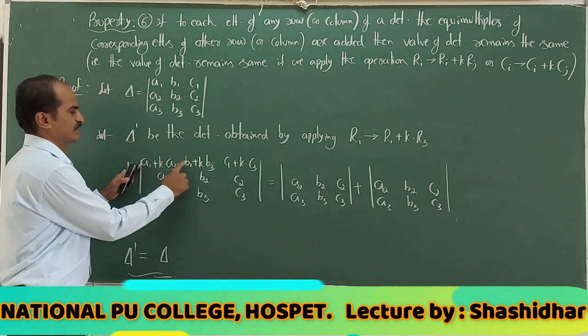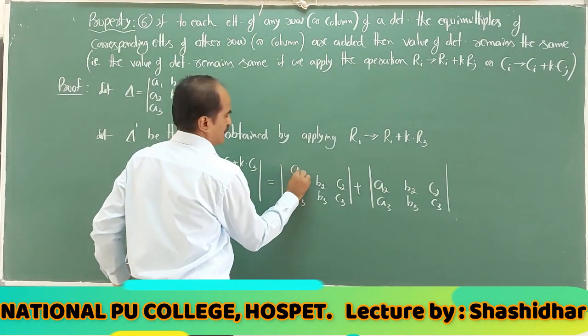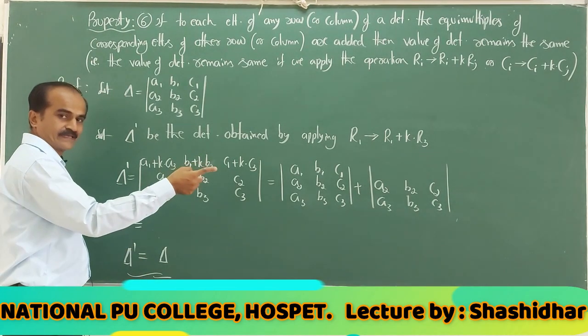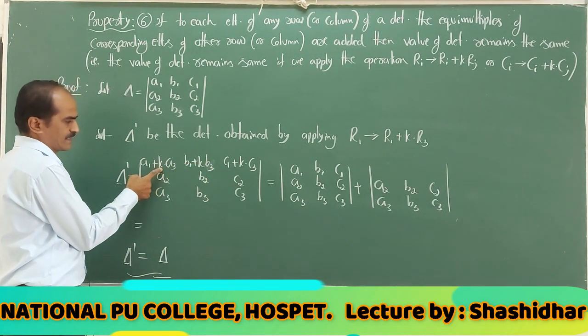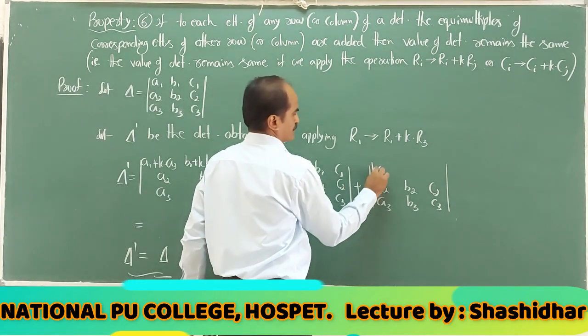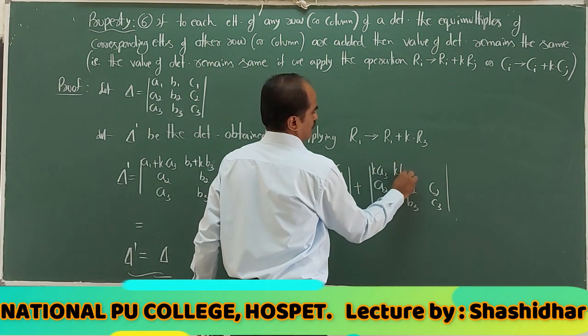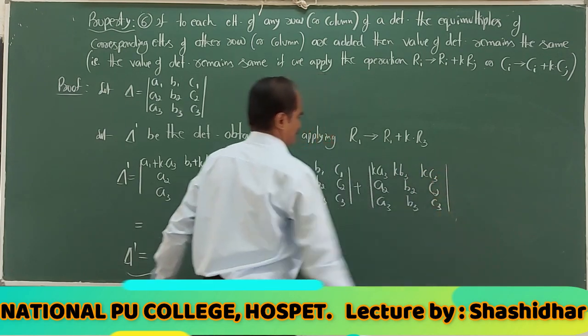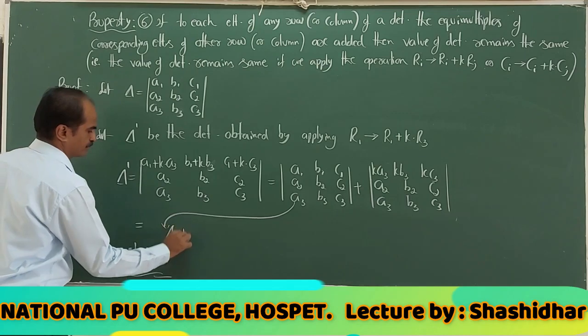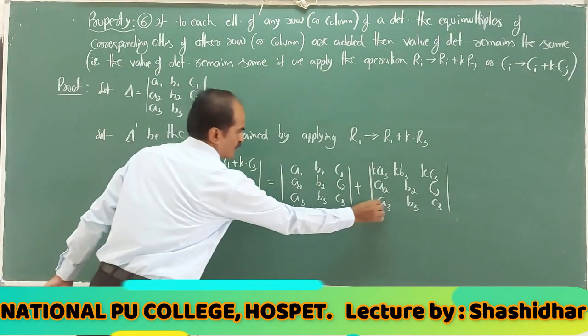Take out the first elements, A1, B1, C1. It is A1, B1, C1. In the second determinant, first row, second part, KA3, KB3, KC3. What about this? It is a delta. Plus. What about this?